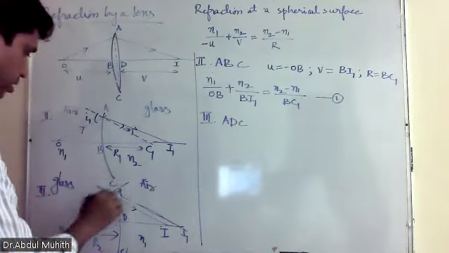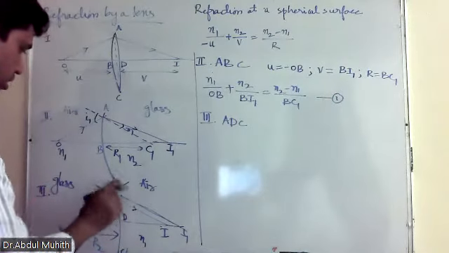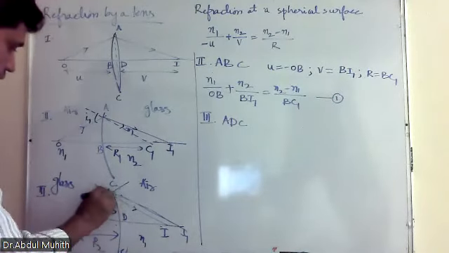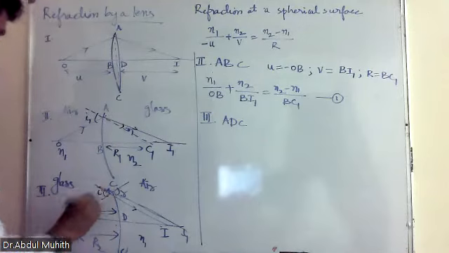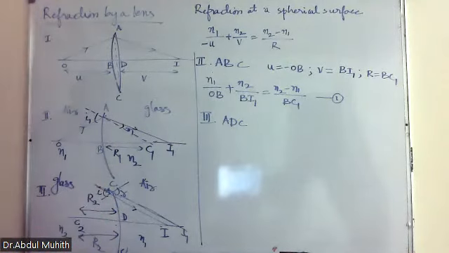So let this be the normal. This is ADC, and this is R, the angle of refraction. And this one is the angle of incidence. Now there is DI and DI1. So here, what is the object? DI1 is the object.